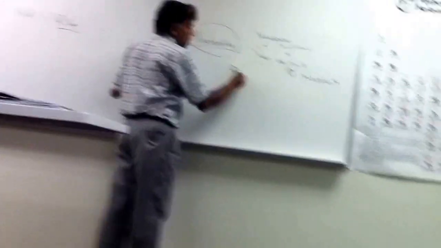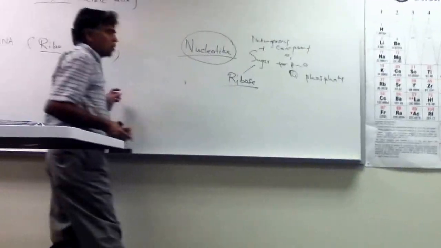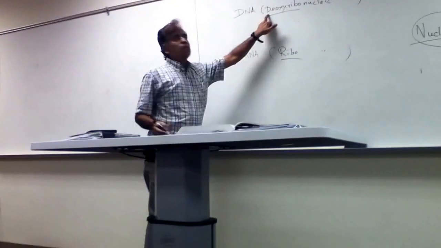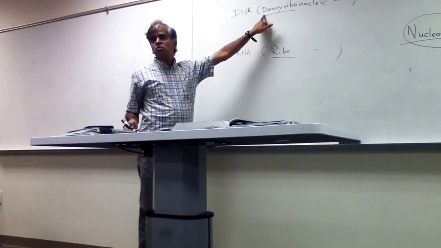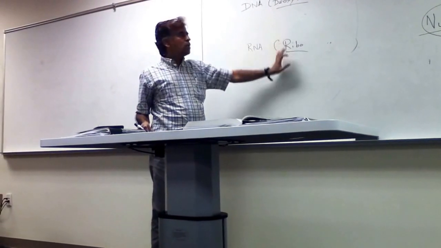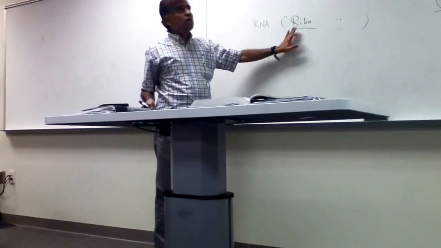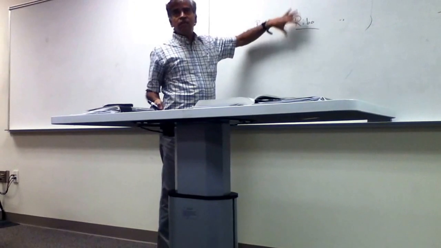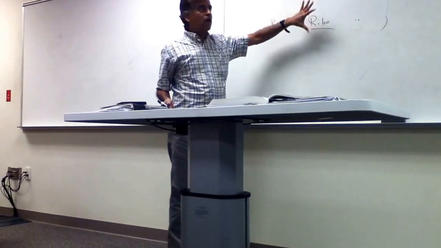The sugar is ribose, one kind of sugar. In this case, that sugar lacks one oxygen, so they call it deoxyribose. This is the normal ribose. That's the one basic difference between the DNA and RNA in terms of the sugar.